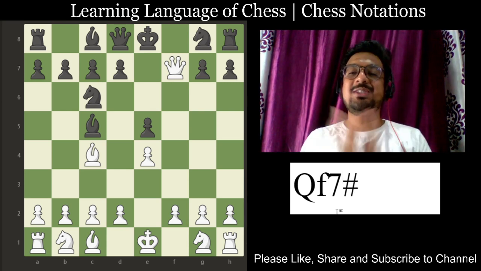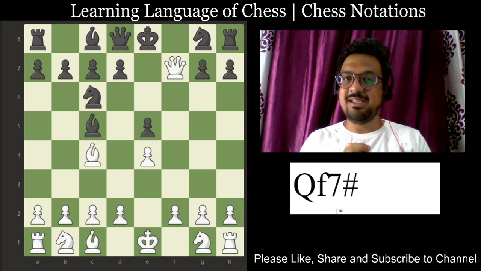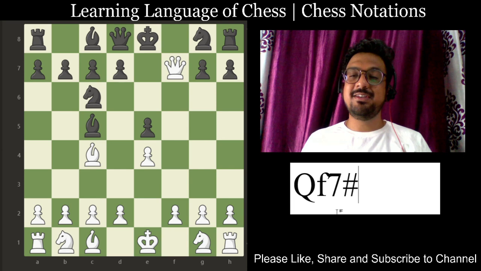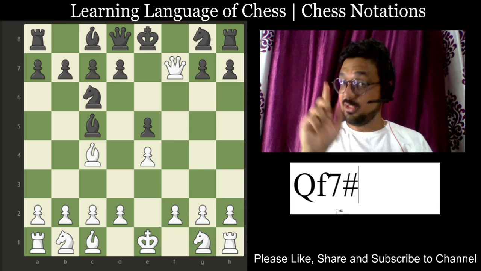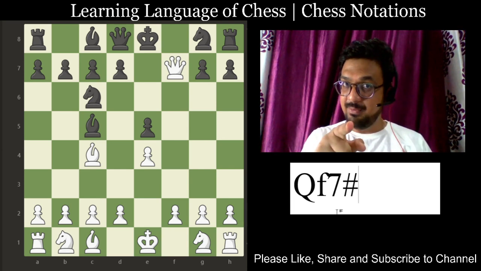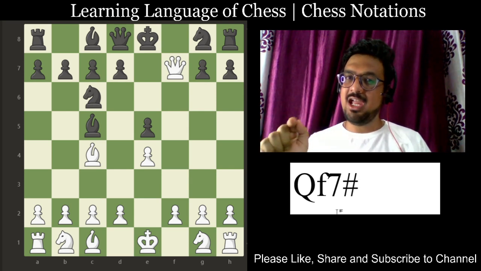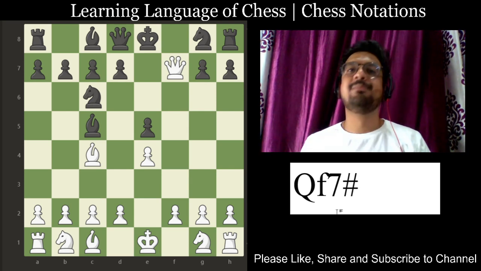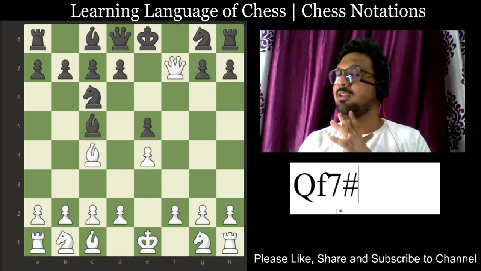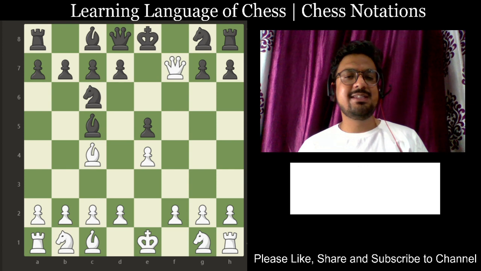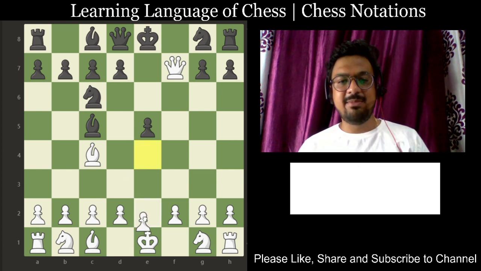So once you write the hashtag, it means end of the game. It's checkmate. So always remember, check is equal to plus, but checkmate is equal to hashtag. So once you write hashtag or the hash symbol, it is basically the checkmate. And now there is only one thing remaining. In fact, two things remaining. So let's quickly cover them.